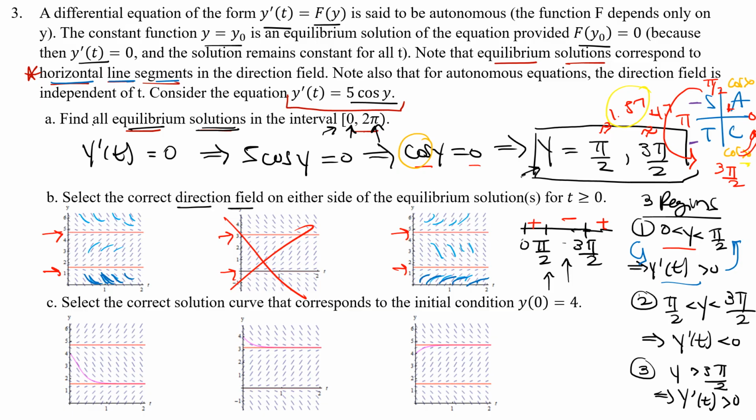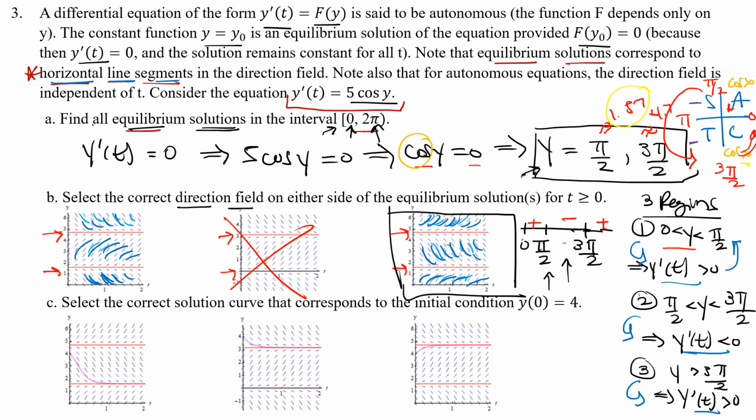Then what did we say? In between pi over 2 and 3 pi over 2, that third region, we said our derivative function was decreasing. So we can see they're coming down here, but over here they're going up. So it's not going to be that one. And then after 3 pi over 2, we said the derivative function is increasing. Everything bigger than 3 pi over 2 is increasing here, and here it's decreasing, so it's not going to be that one. Therefore, the correct direction field for those equilibrium solutions on either side is going to be that last one there.